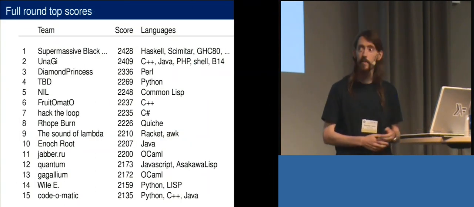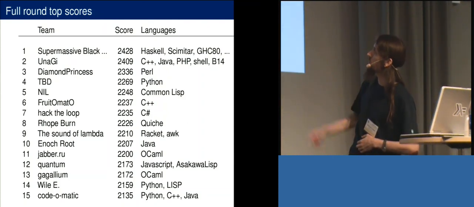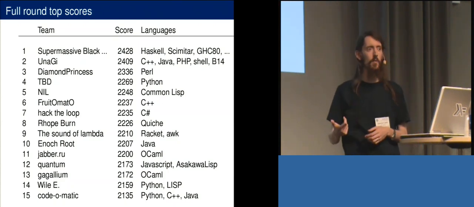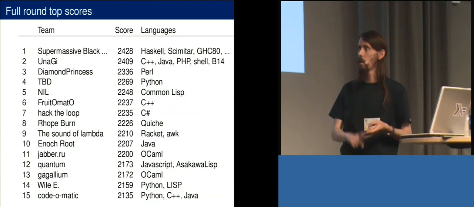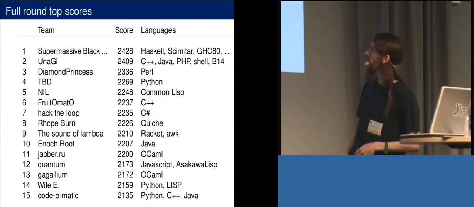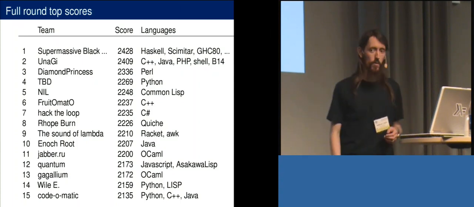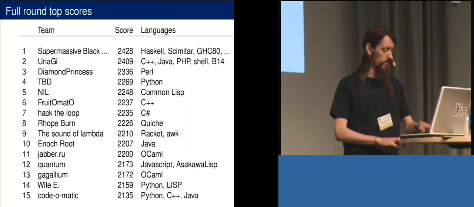Okay, top scores for the full round. We've got Supermassive Black Hom set at the top here, Unagi, Diamond Princess, etc. Remember, the score here is the sum of the wins and draws: 2 for a win, 1 for a draw, 0 for a loss. One thing you notice is the distribution of languages is quite varied. We will publish the full list on the website for all teams.